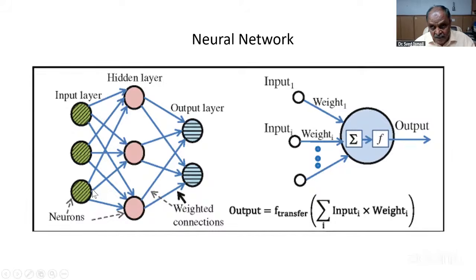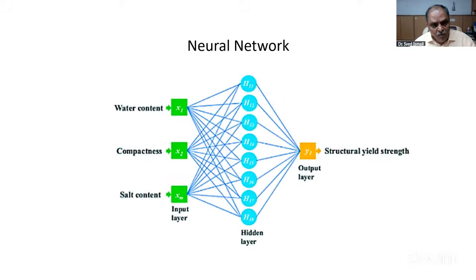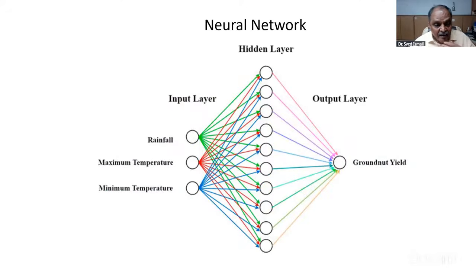It's a perceptron, very simple. One perceptron is one node inside a big mesh of nodes, which gives the output. Because the plant is also divided into root, stem, flower, everything else. So this is another one, of water content, compactness, salt content, a structural yield strength for it. You have another model coming, rainfall, maximum and minimum temperature.